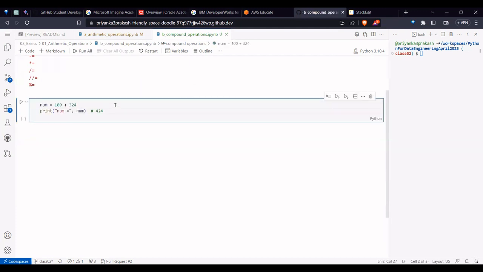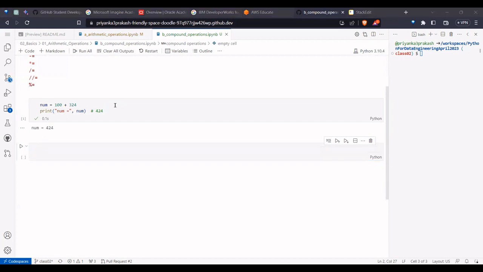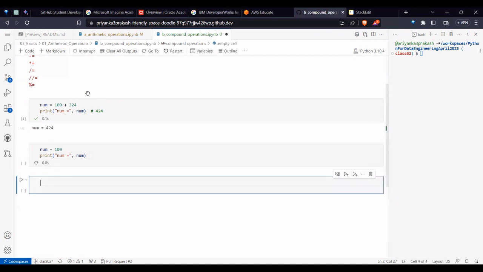I'm showing you typical problems a beginner faces. If you see here, you got the result. You added two numbers and you are printing the result. Nothing wrong, it will work like that. And similarly, if I do the same thing, if I take number is equal to 100 right now.